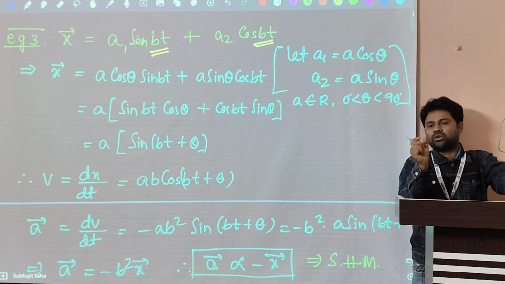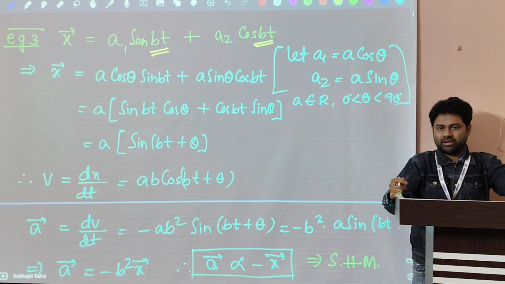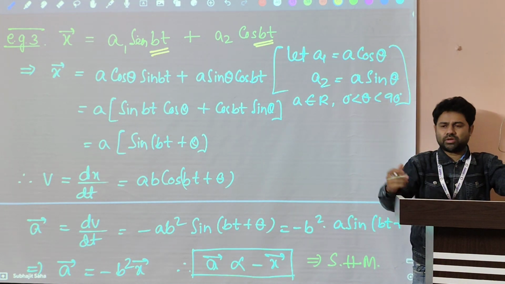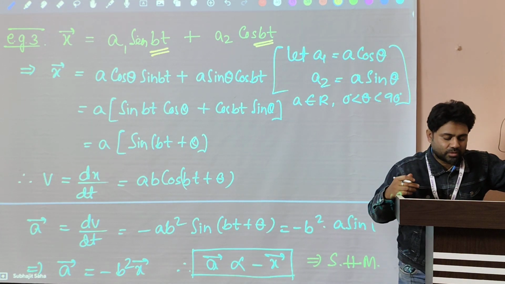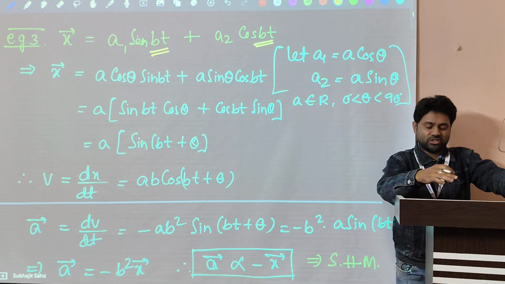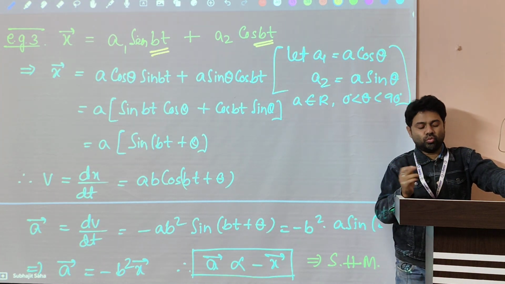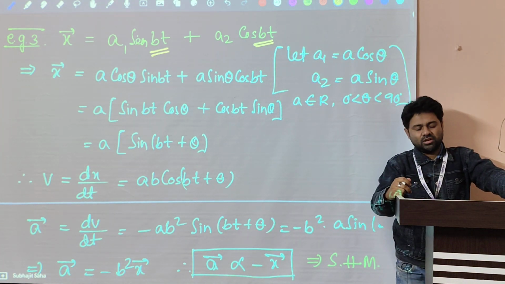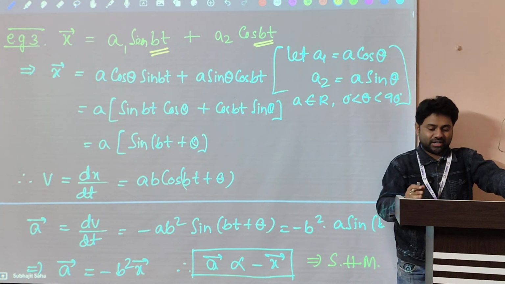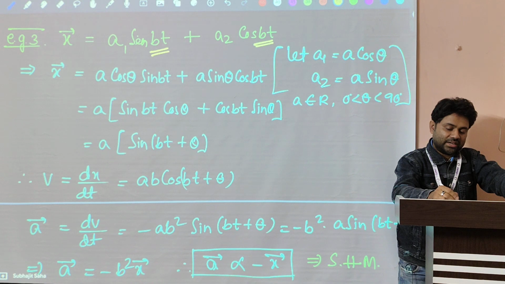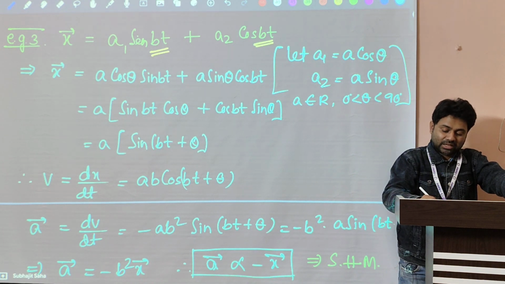Argument means whatever function you get after the sine or cosine part, it's called the argument. In terms of physics, it is called the phase. bt is the phase of the sine function, whereas bt is also the phase of the cosine function. Here two waves, two SHMs are added with the same phase. If the phase were different, it could not be an SHM. We will discuss that later. Or it might be an SHM depending upon other conditions.